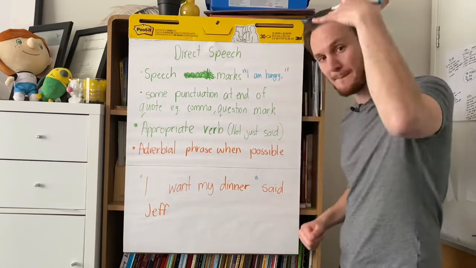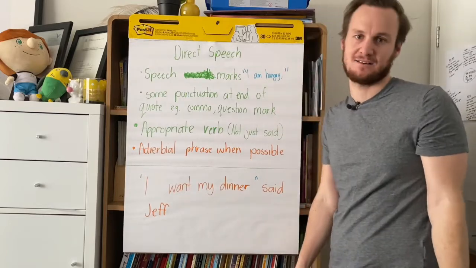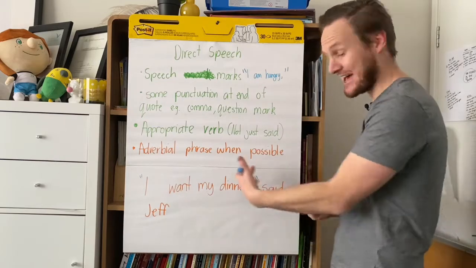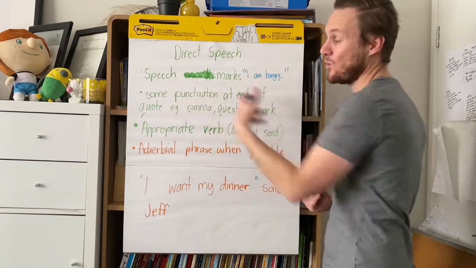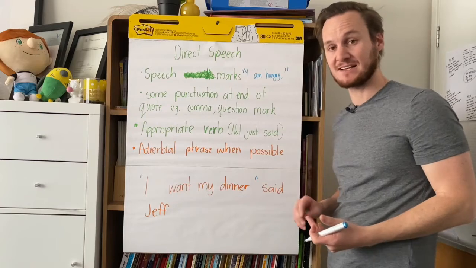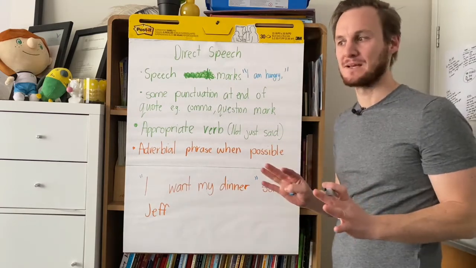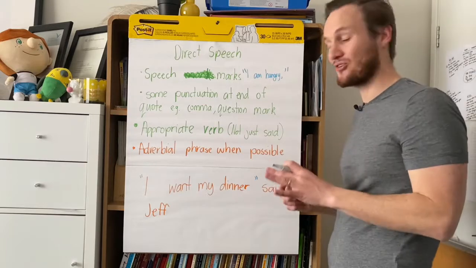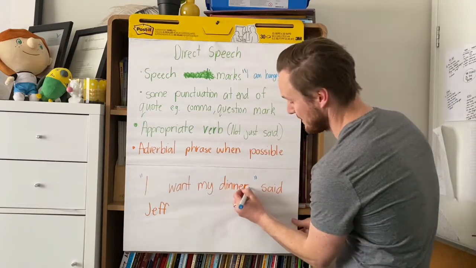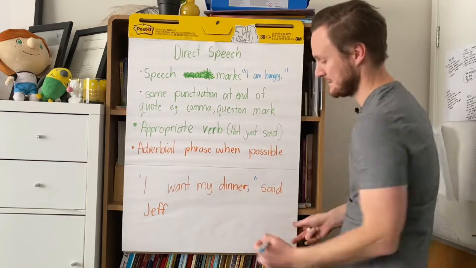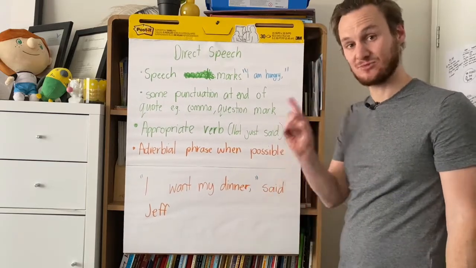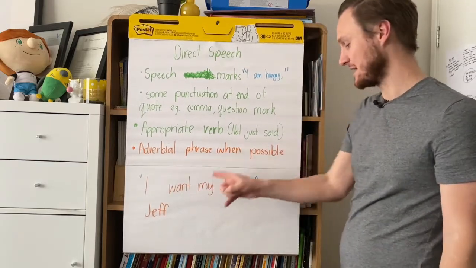Is Jeff saying, I want my dinner? Or is he saying, like, I want my dinner? So you have to decide how that is being said as to what punctuation goes before the end of those speech marks. I don't think I'm going to put an exclamation mark there because I don't think it needs it. So I'm going to put a comma there before the end of my speech marks. It's really important. I want my dinner, said Jeff.